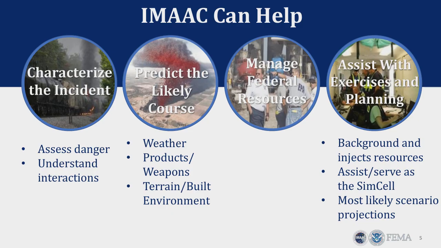And then finally, we talked about assisting with exercises and planning. So this is not just strictly for real world events where there's actually something going on. To give you an idea of the scale, we respond to somewhere between 6 to 10 activations a year. So this is not something that is incredibly overwhelming. But we also push the idea that we help with exercises and planning events so that people can kind of get used to what they're going to see with IMAC.